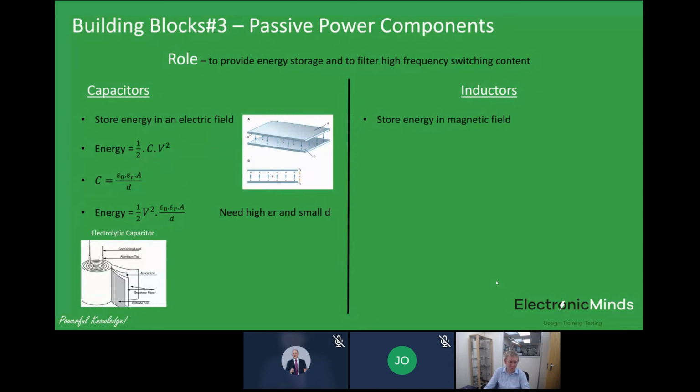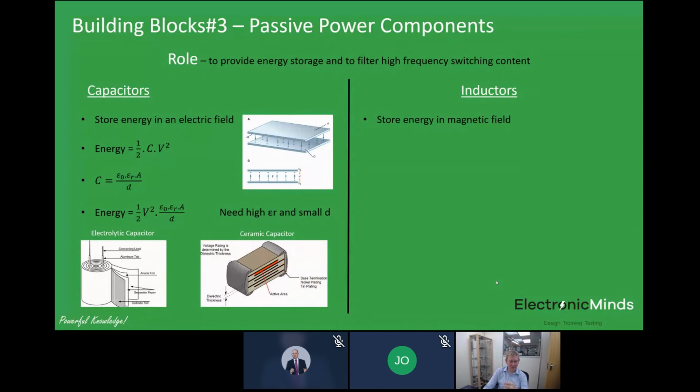The electrolytic capacitor is just windings of foil with a liquid electrolyte between the two and a separator paper, but that can actually cause problems because the electrolyte dries out over time, which then feeds into the whole prediction of reliability. Ceramic capacitors use a ceramic material with layers of metallization on them, and the relative permittivity of the ceramic material gives you your capacitance, but you can't store as much energy generally in ceramics compared to electrolytics.